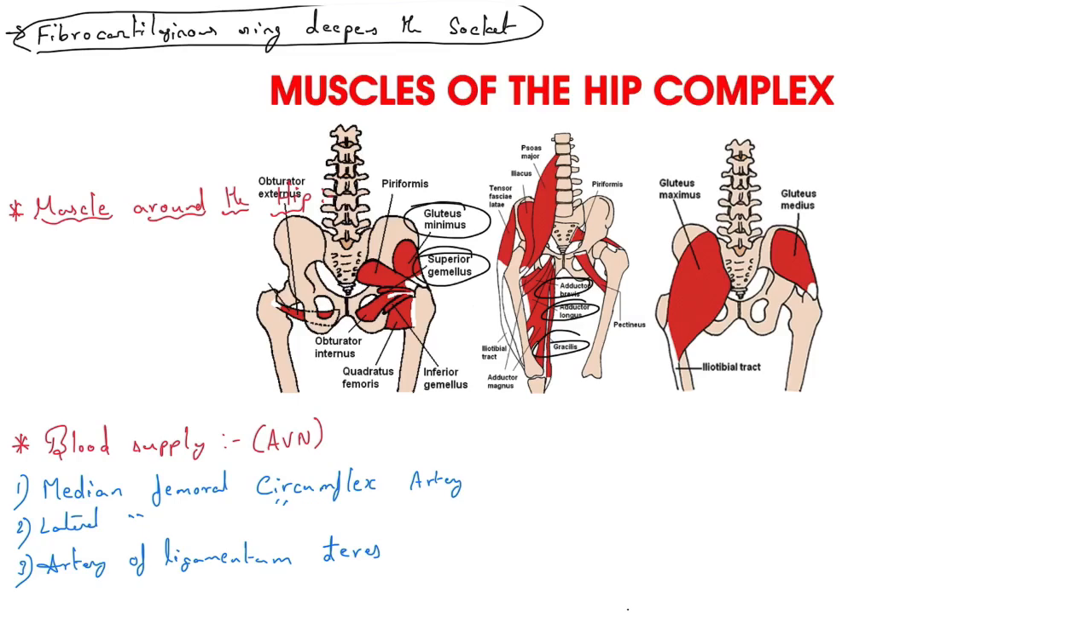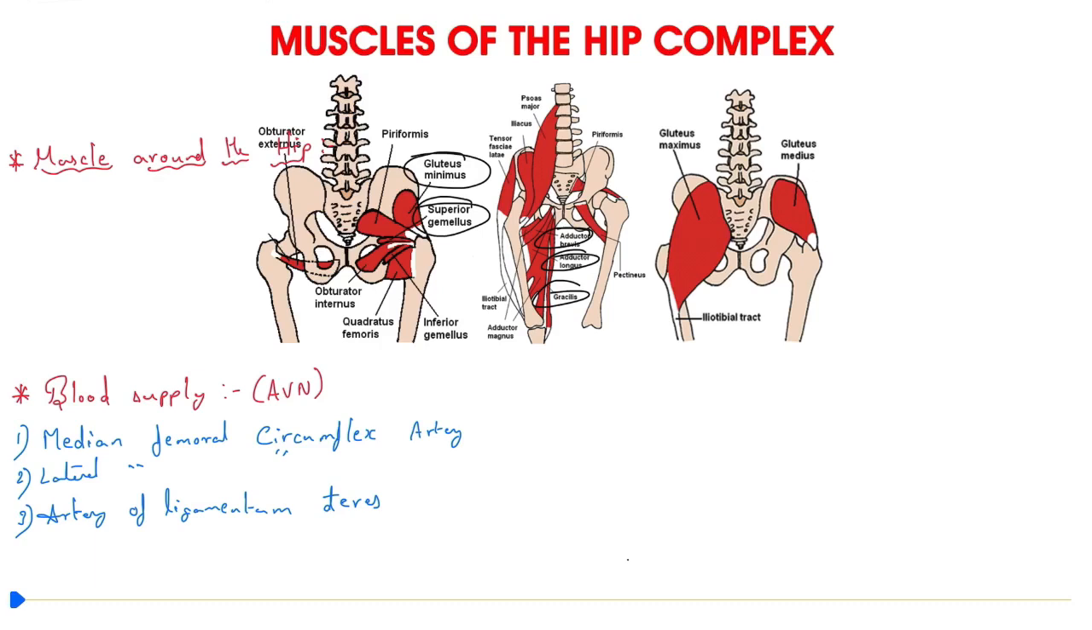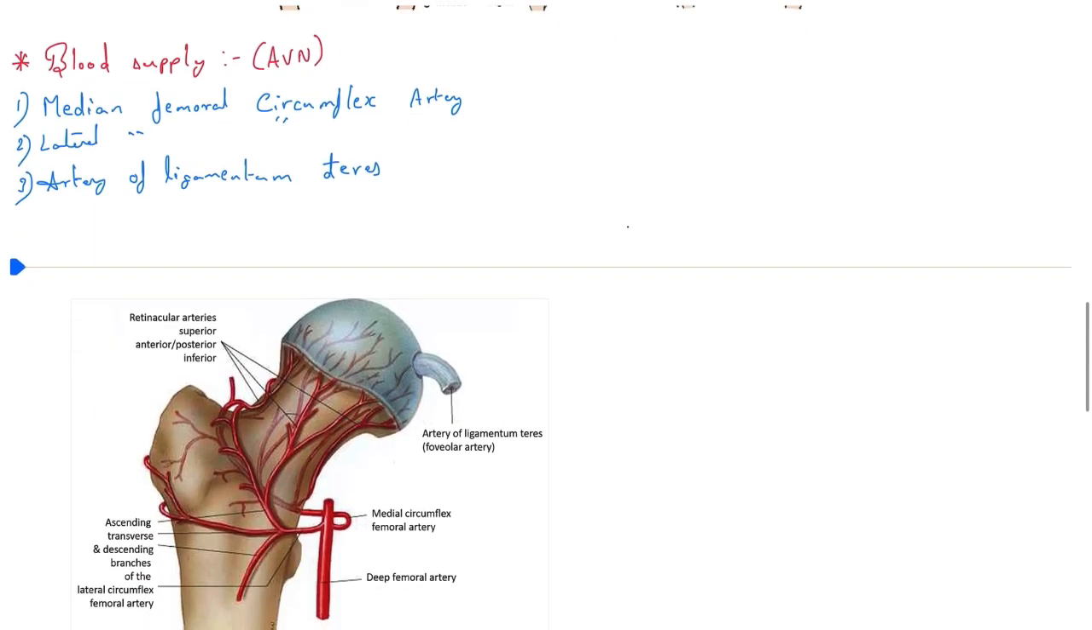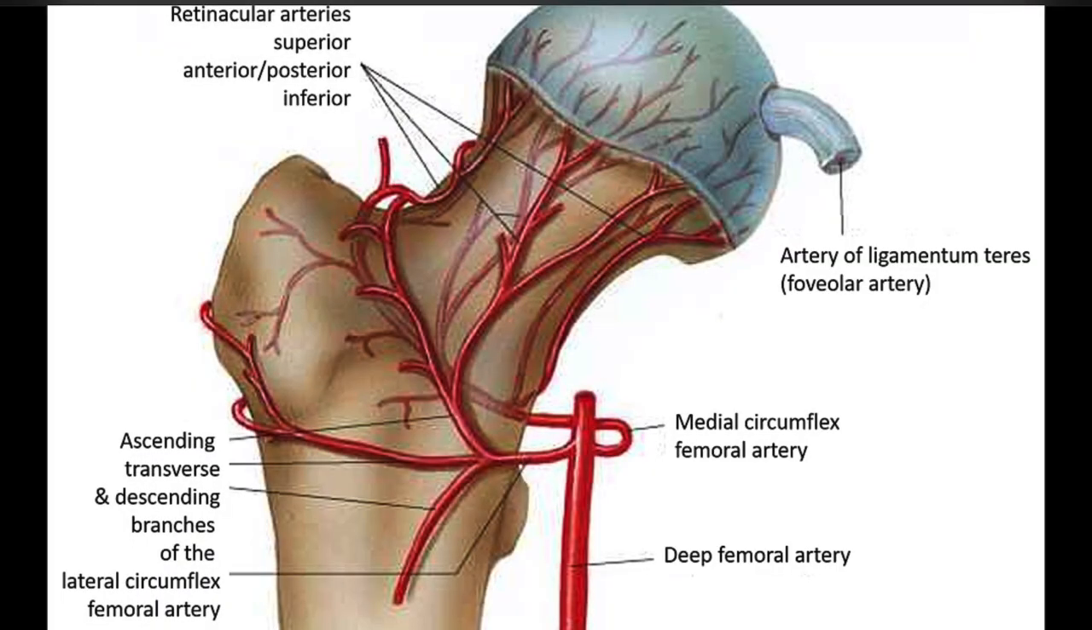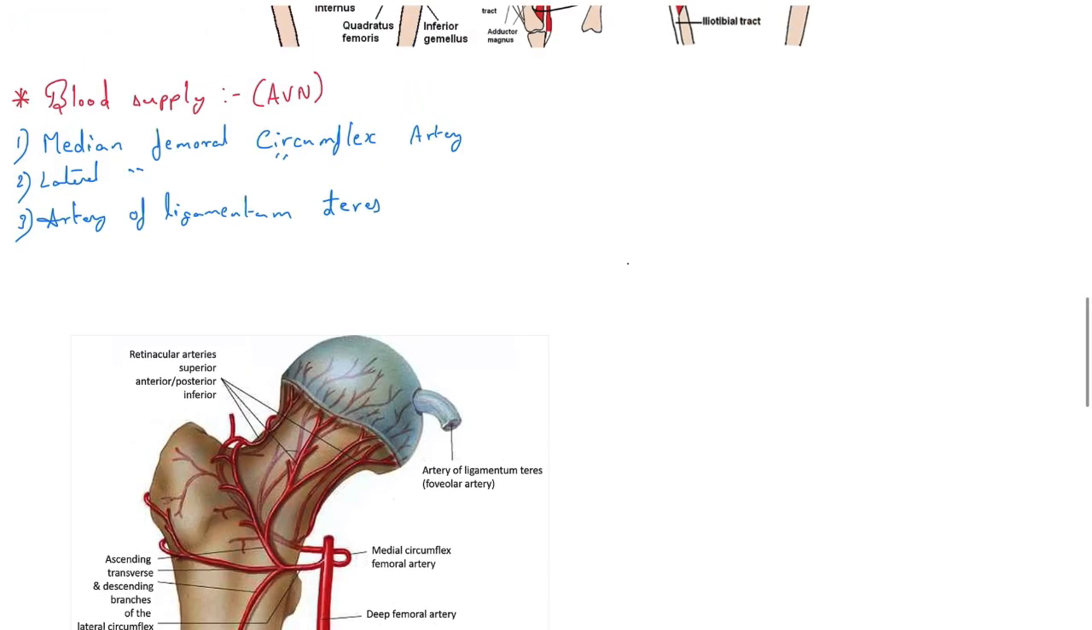And here we can see some blood supply. Because of hip dislocation, these blood vessels can get stretched or torn. Because of that we can see one condition, that is avascular necrosis. In avascular necrosis, if you are seeing this image, it can cause avascular necrosis. You can see some of the blood vessels.